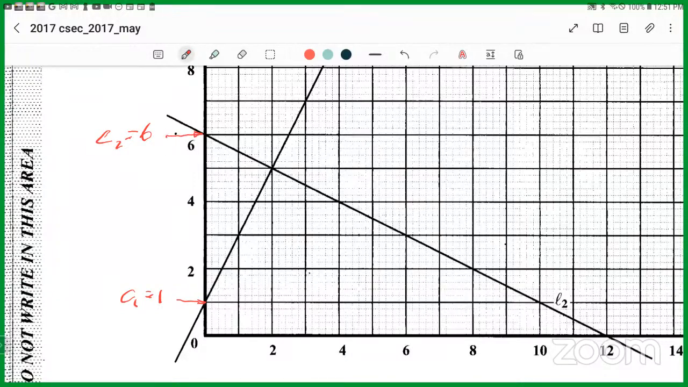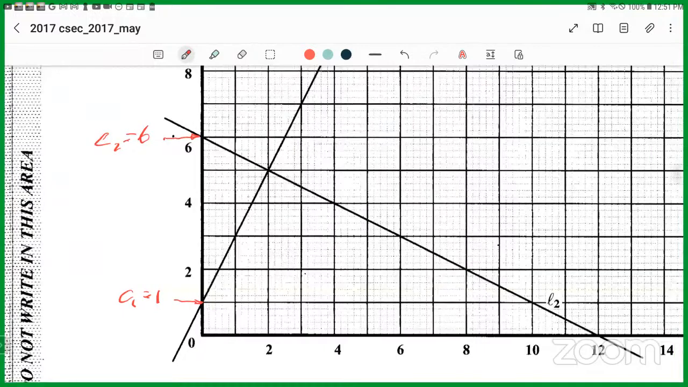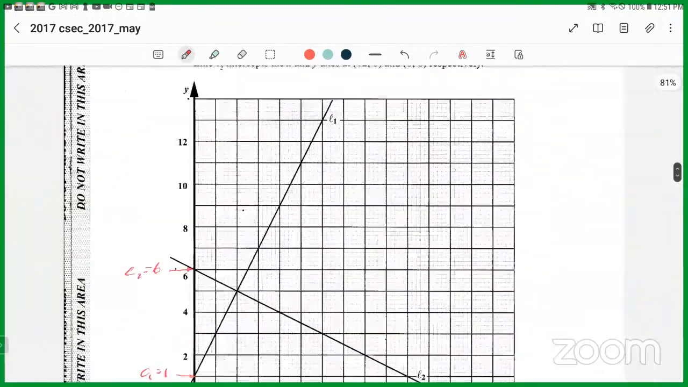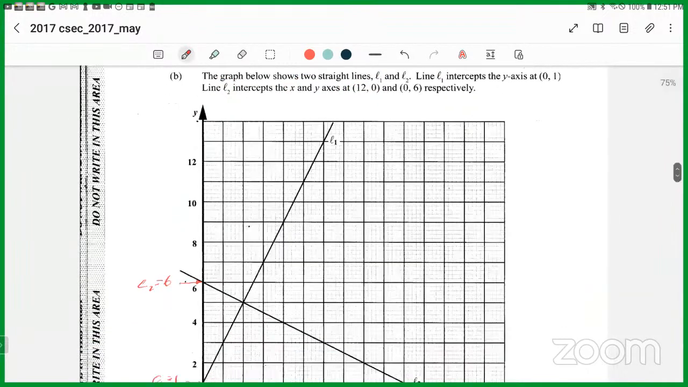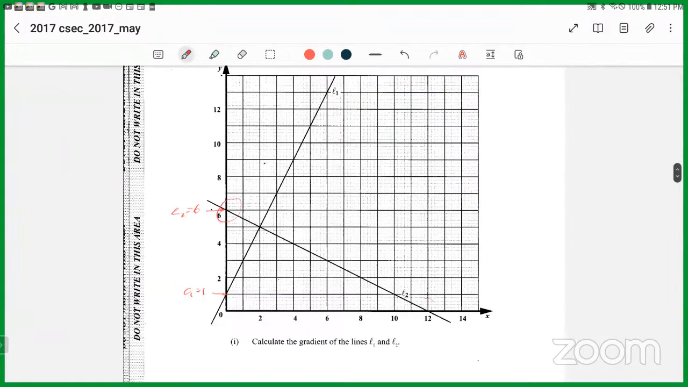So we have the two C values already, to get the equation. Then it says the intercepts. Line 1 intersects the y-axis at 0, 1. Line 2 intersects the x and y-axis at 12, 0 and 0, 6. So they gave us these two points of line 2, here and here. That's 12, 0. The first part wants us to write the gradient of the two lines, line 1 and line 2.